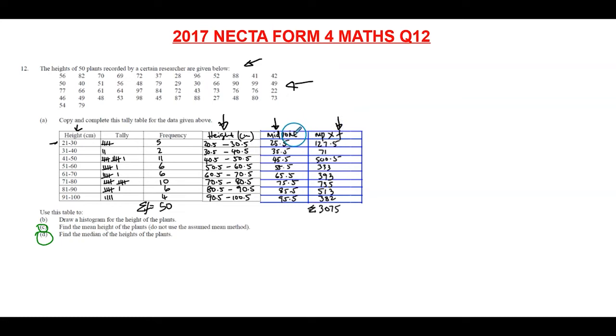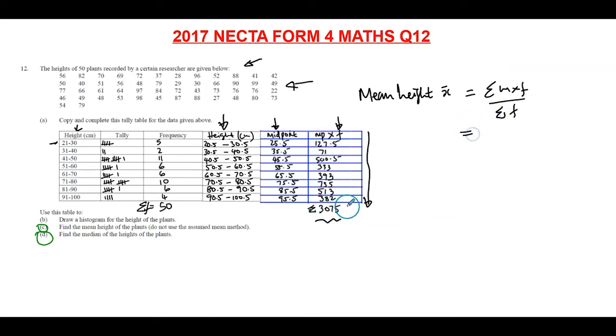So you do your midpoints, and then midpoints times your frequency to get this column here. So you need to add these columns by yourselves, okay? Then once you've completed, you add all of them up, and that's your total. So to find the mean height, that's your x bar, is going to be the total of this midpoint times frequency divided by total frequency.